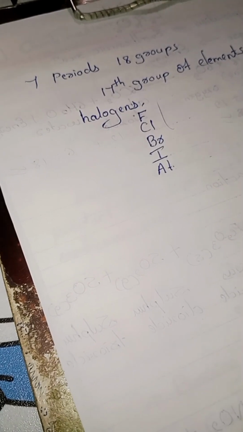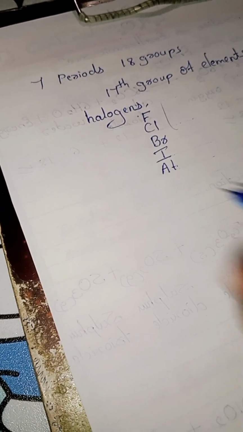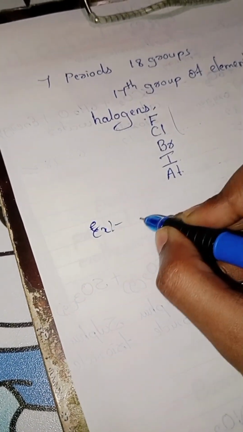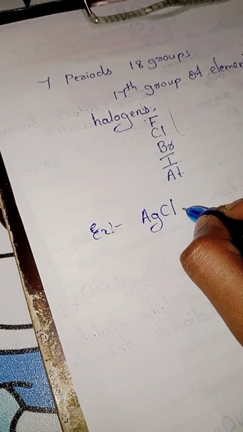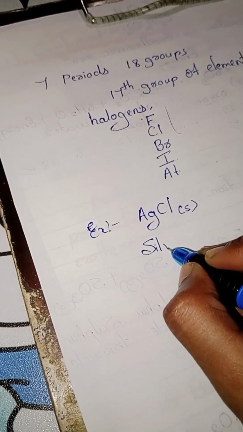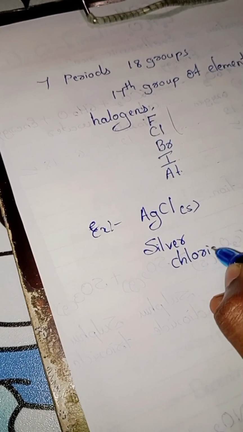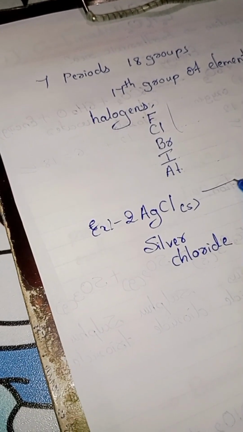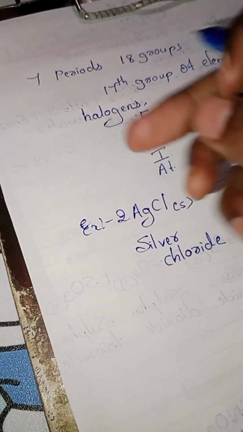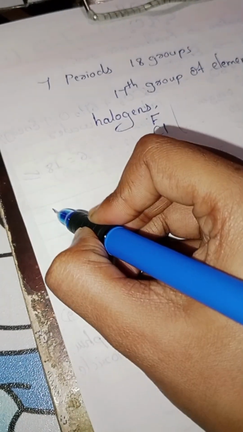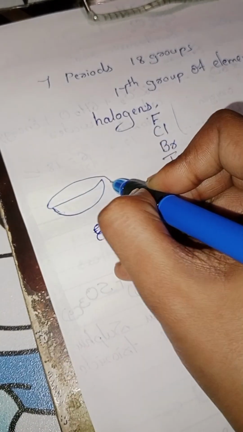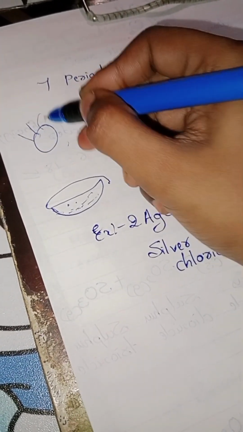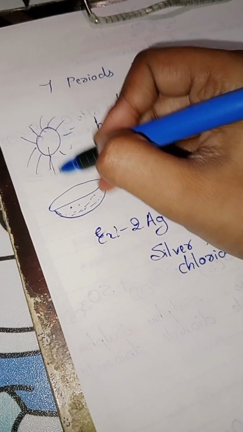Now what we'll do is mix these halogens with silver. Let's take the example of AgCl, which is silver chloride. Let's take 2 grams of AgCl. I'll take a powder of this AgCl and put it in a watch glass, and I'll keep it in the sunlight.